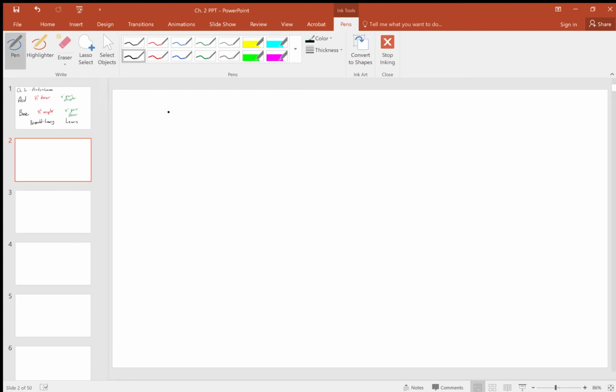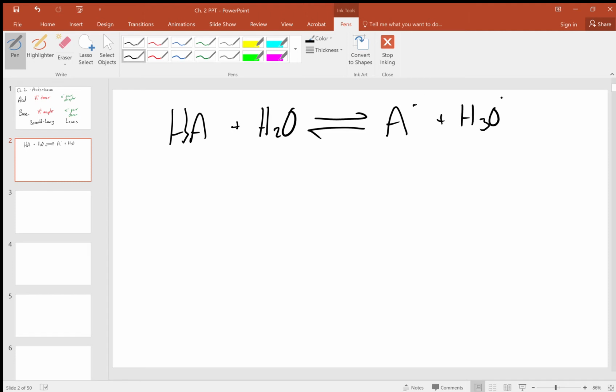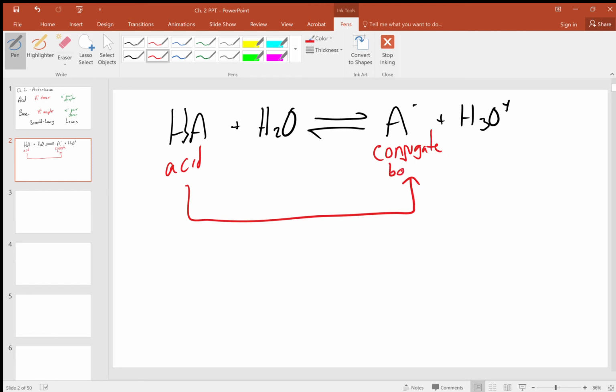All right, so we should recall that for any generic acid-base reaction, we can take the acid HA plus water to form A- plus H3O+. And so in this context, HA is our acid, and after it loses a proton, it forms A-, which becomes known as the conjugate base. Water here, because it's accepting a hydrogen, is our base, and after it's accepted a hydrogen, it becomes known as the conjugate acid.